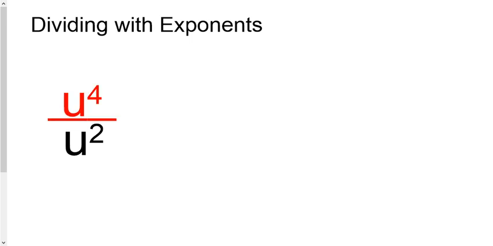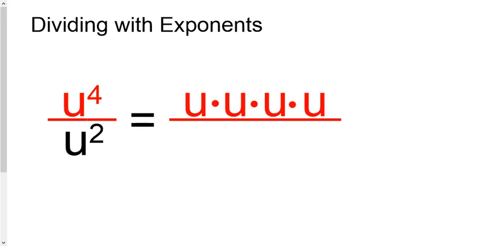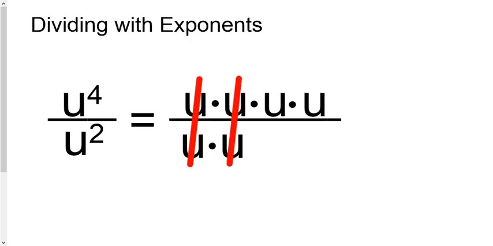U to the fourth basically is the same as 4 u's multiplying each other. And u to the second power is the same as having 2 u's multiplying each other. Now, u divided by u would be 1, or basically it would kind of cancel out there for lack of a better description. And the same thing's happening with the next set of u's there. And now we've got 2 u's left on top, and there's nothing on the bottom.